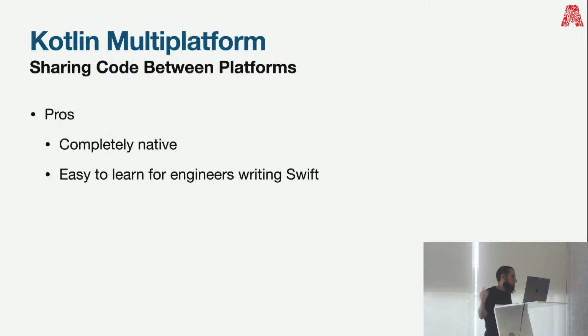The second is it's very easy to learn for engineers who are doing Swift. The reason I say Swift is because if you're sharing an app between iOS and Android, Android developers are writing Kotlin anyway. So for Android developers, writing Kotlin multi-platform is a matter of not using certain libraries and certain things, which is very low overhead for Android engineers to adopt. It's almost a negligible overhead.